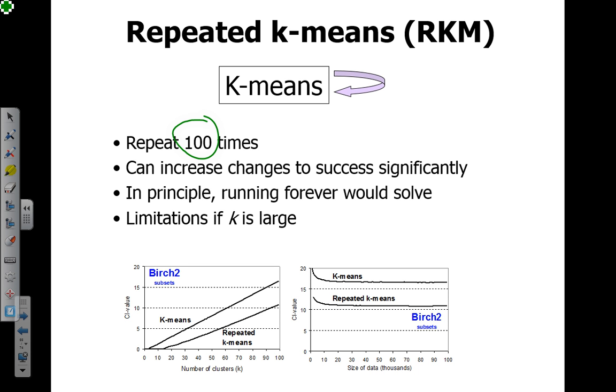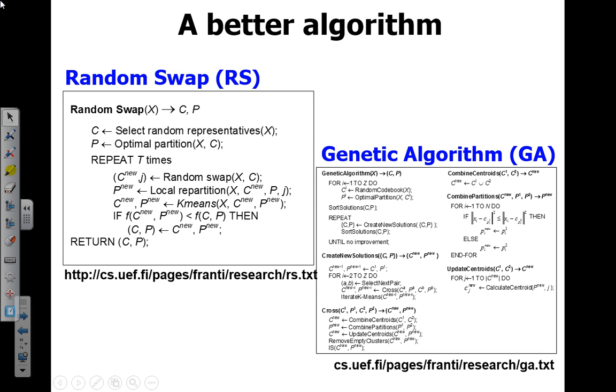But because it's just a question of random chance to find a good starting solution for k-means, we will test the limitations. Okay, with the birch sets we can see the increased number of clusters for the k-means result and repeated k-means. This is the difference we get, and also with the size of the data. So this is for 100 repeats. If I repeat more, there's still improvement. Okay, the third choice is to forget about k-means and try some better algorithm.